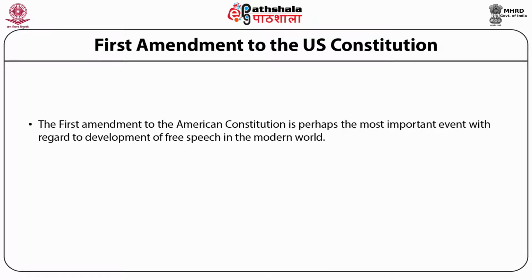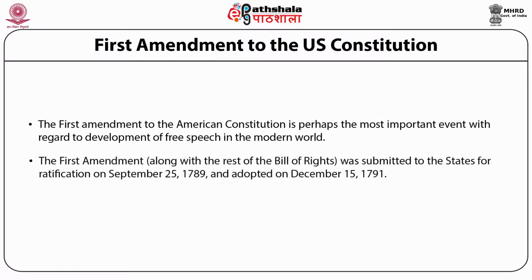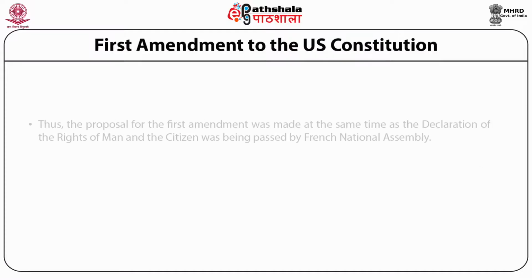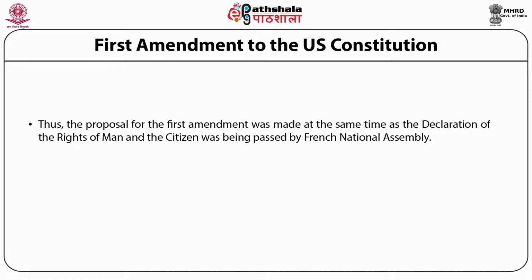For the very first time, the right to free speech and expression was given a written, codified form in a constitution. The First Amendment, along with the rest of the Bill of Rights, was submitted to the states of the United States for ratification on September 25, 1789, and it was adopted on December 15, 1791. The proposal for the First Amendment was made at the same time as the Declaration of the Rights of Man and the Citizen was being passed by the French National Assembly.